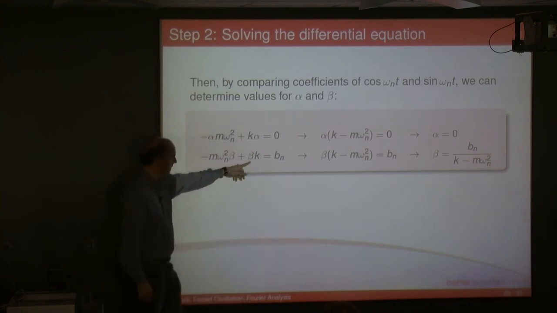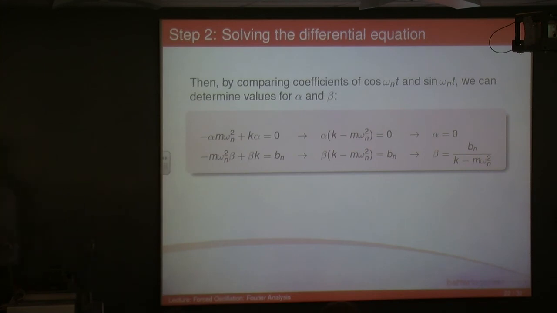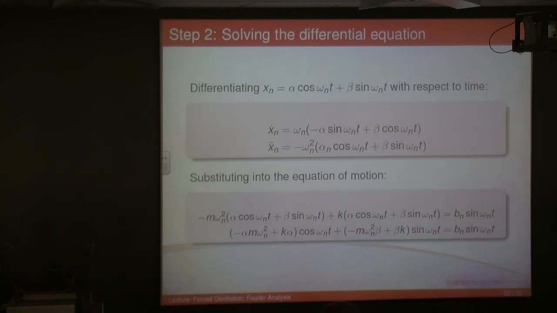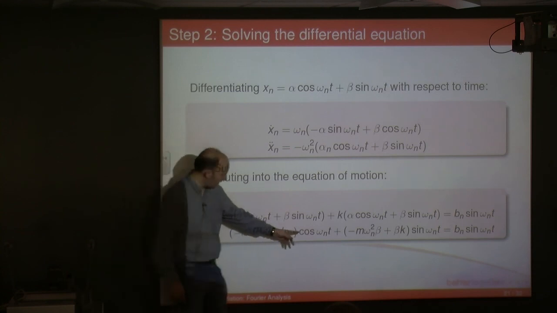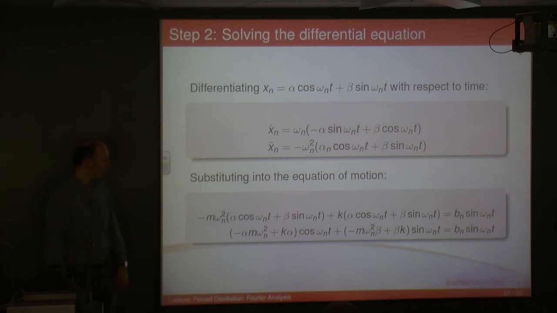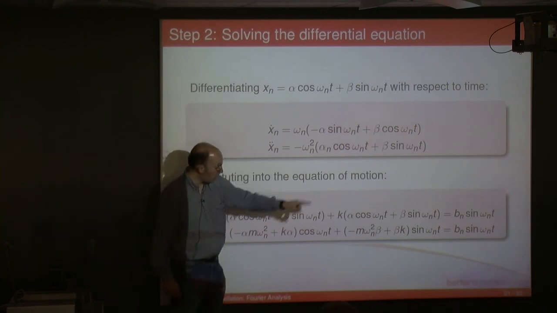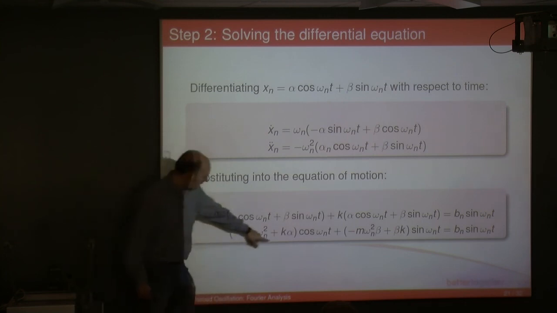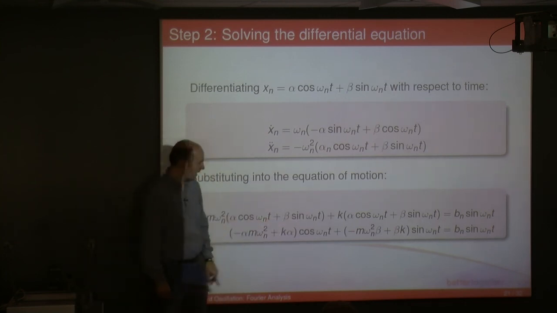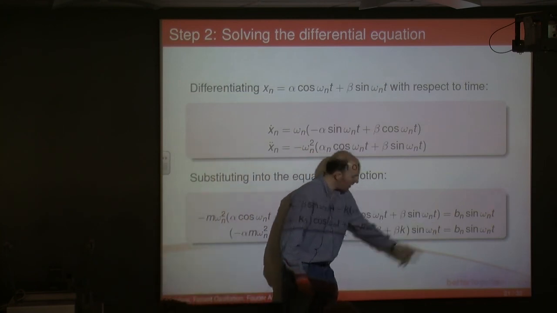And this term, it can't be 0, it's equal to b of n, so beta must be b of n divided by k minus m omega n squared. So like I said, here's our m x double dot, okay? On this line, I've rearranged m x double dot to put it in terms of cosine omega n t and sine omega n t. Now obviously on the right-hand side, there's no cosine term, so this bit must equal 0. And on this side, there is a sine term, so this bit here must equal b of n.